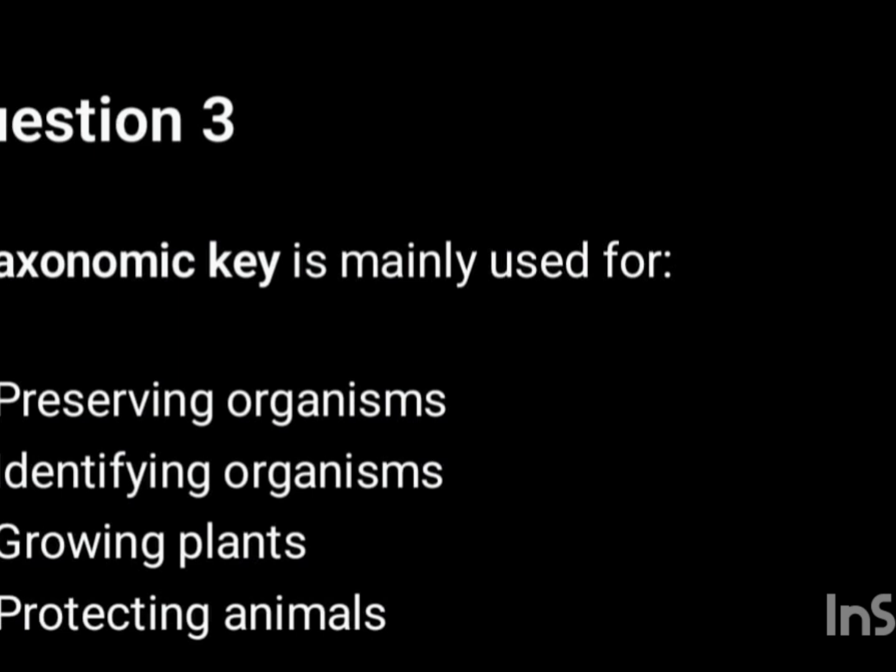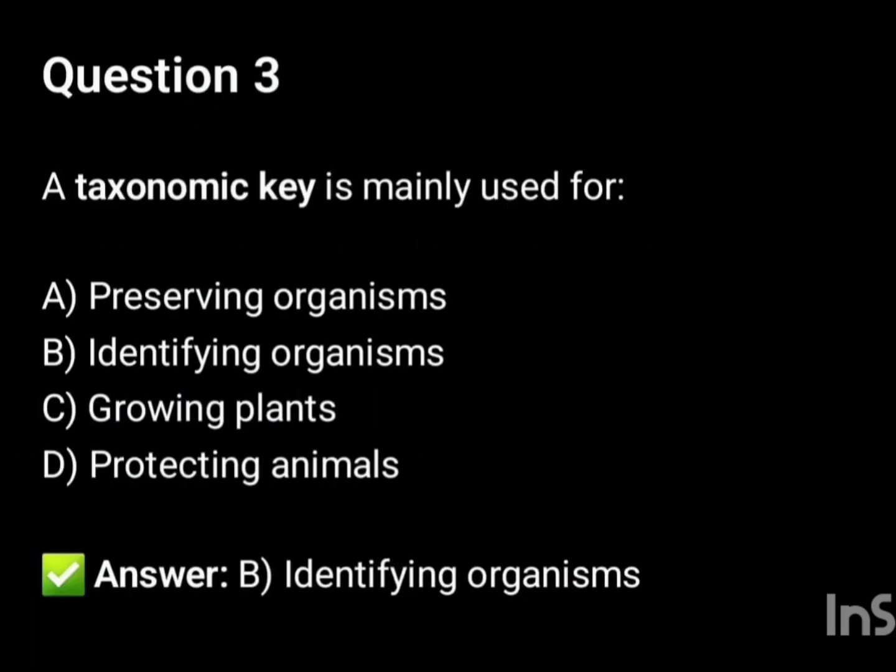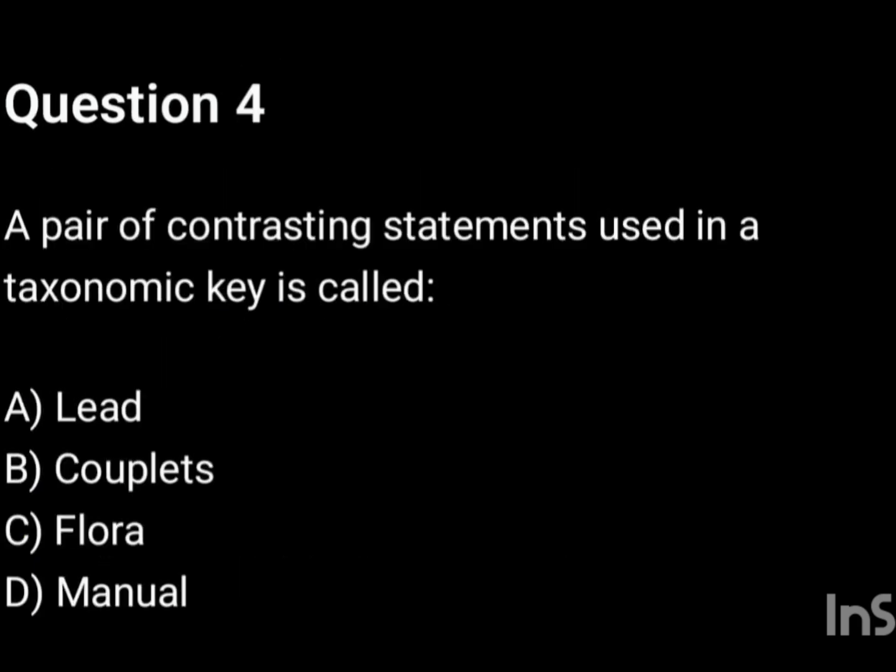Question number 3. A taxonomic key is mainly used for? Options are A. Preserving organisms, B. Identifying organisms, C. Growing plants, D. Protecting animals. The correct answer is B, identifying organisms.